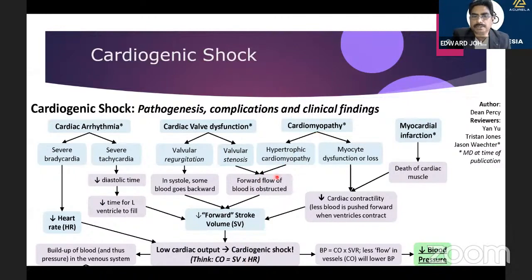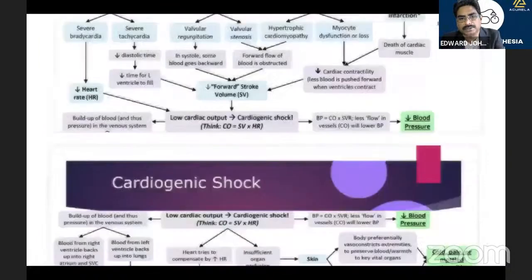In cardiomyopathy, there is outflow obstruction. So your stroke volume reduced, your cardiac output reduced. And in myocardial dysfunction and myocardial infarction, there is death of the cardiac cells. So your contractility will be reduced. Contractility reduced means your stroke volume reduced, then your cardiac output reduced. When cardiac output is reduced, your systemic vascular resistance automatically increases. So in cardiogenic shock, you have low cardiac output, high systemic vascular resistance.